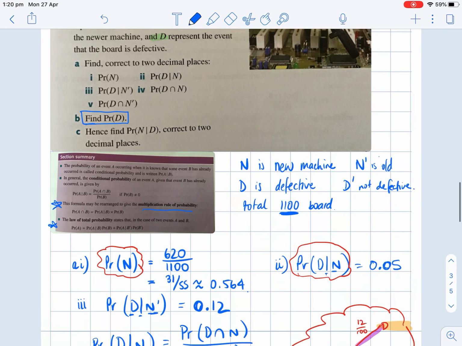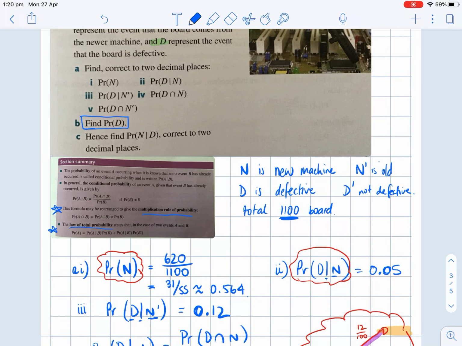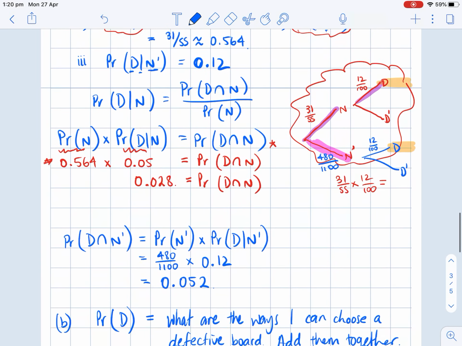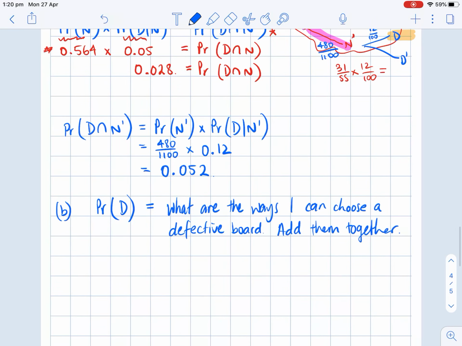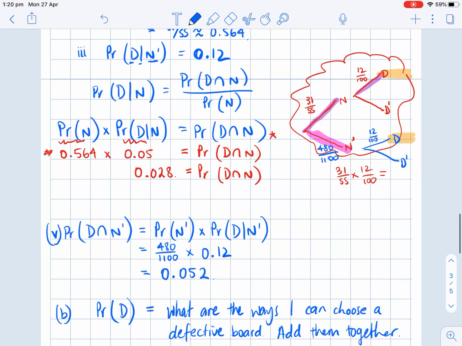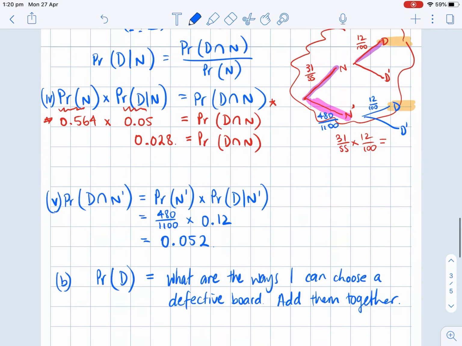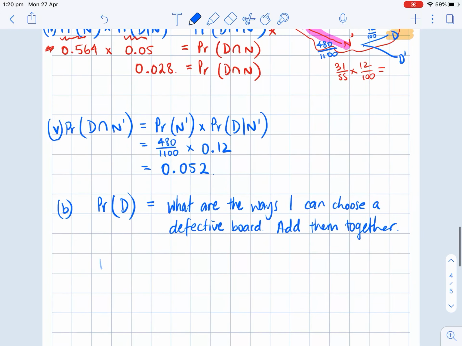And that's what our law of total probability is actually doing. It's saying, all right, what's the probability of being defective? Well, this is being defective coming from the new machine, and this is being defective coming from the old machine, and to work out the total probability of being defective, I have to add them together. And we have done that in part 5 and in part 4 at the beginning of the problem.